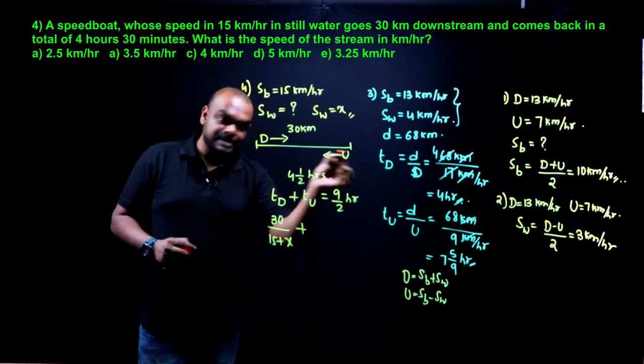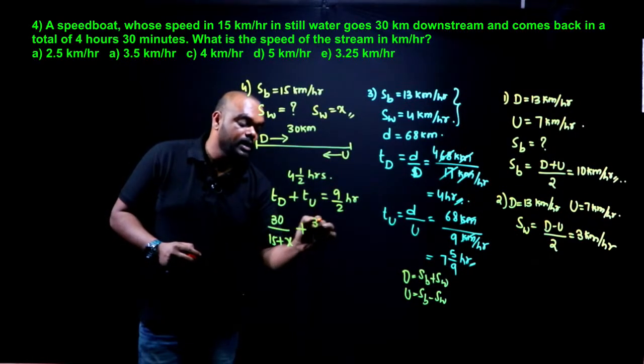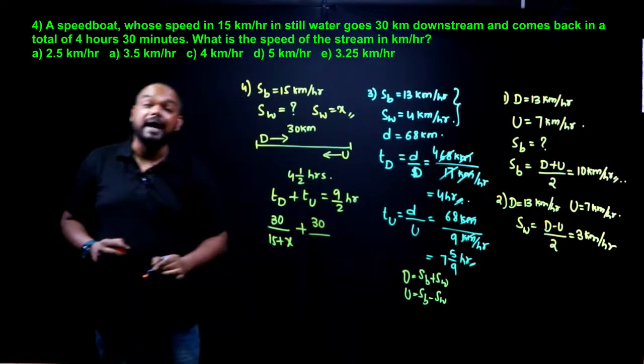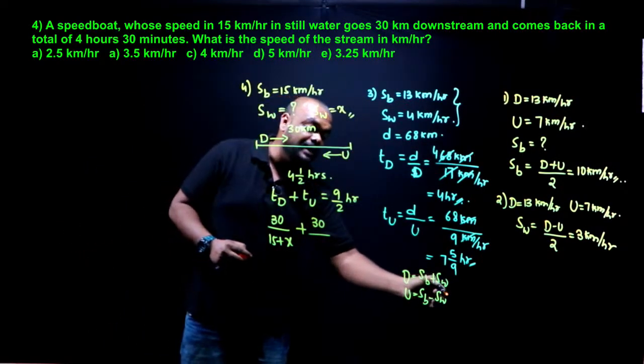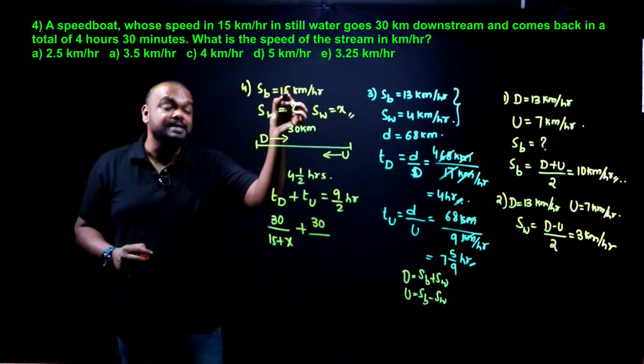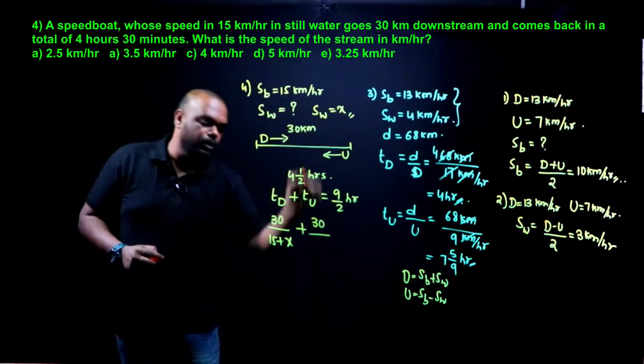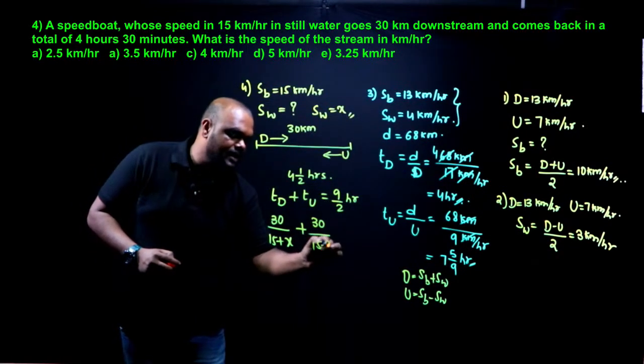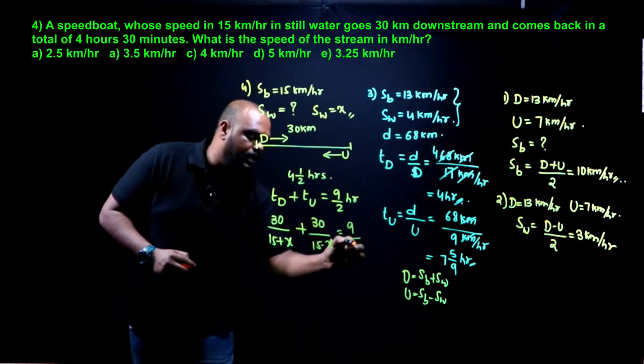What is the distance? The same distance, it is coming back. 30 km divided by upstream speed. How do we calculate it? SB minus SW. What is SB? 15. SW is x. So 15 minus x. That should be equal to 9/2 hours.